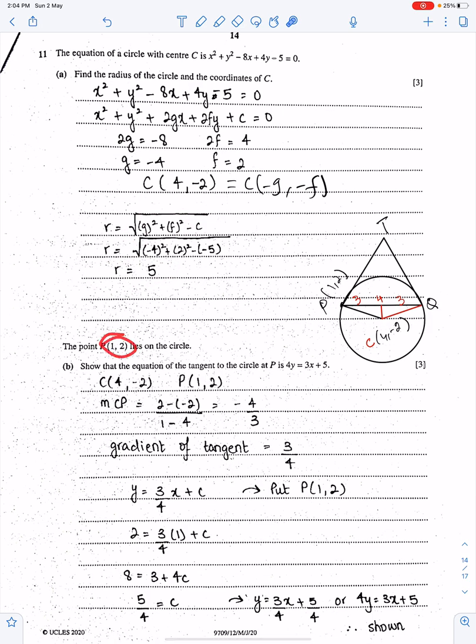The point (1, 2) lies on this circle. This is (1, 2) and this is the rough sketch. Show that the equation of the tangent to the circle at P is this. We need to show the equation of this tangent. For that we need to first find the gradient of this radius line CP. Gradient of CP is minus 4 upon 3. Therefore the gradient of this tangent will be 3 upon 4. We have the point, we have the gradient, we can easily get the equation. This is the equation of the tangent at P.